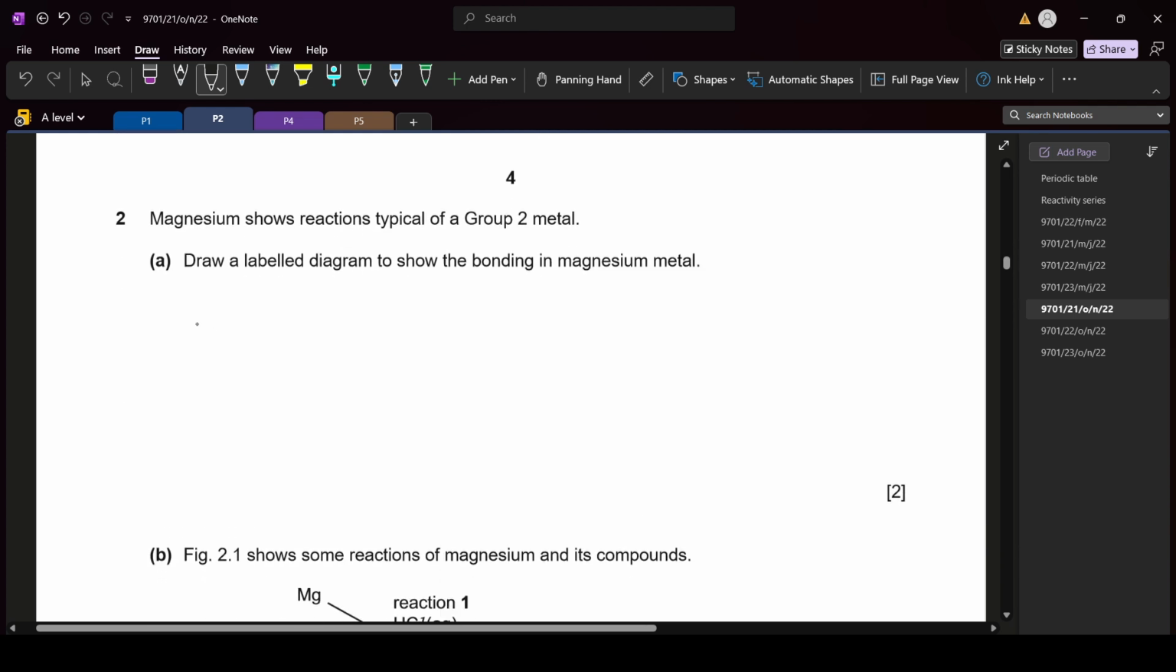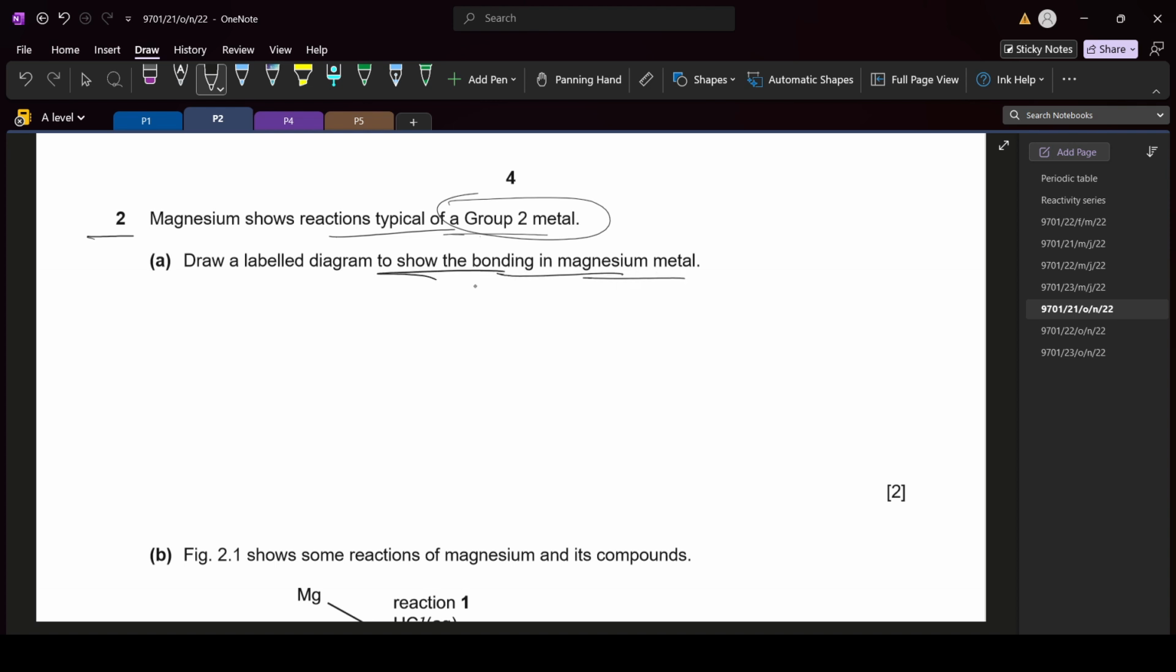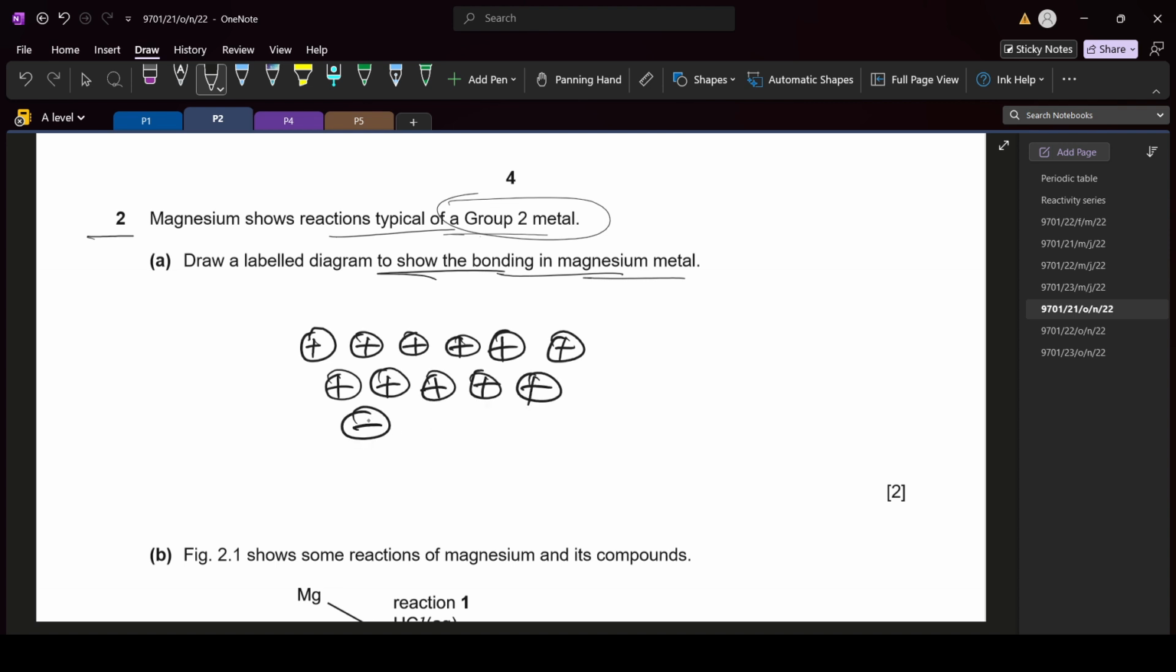Okay, moving towards question number 2. Magnesium shows reactions typical of group 2 metals. Draw a labelled diagram to show the bonding in magnesium metal. In metals there is metallic bonding, and that's how metallic bonding is shown. There are positively charged ions in a sea of electrons. So that's how metallic bonding looks.